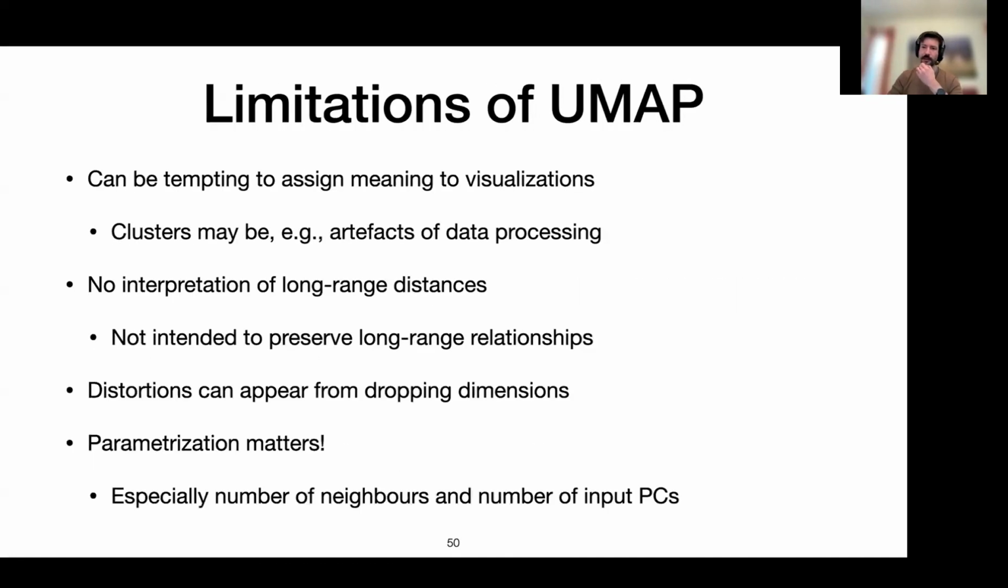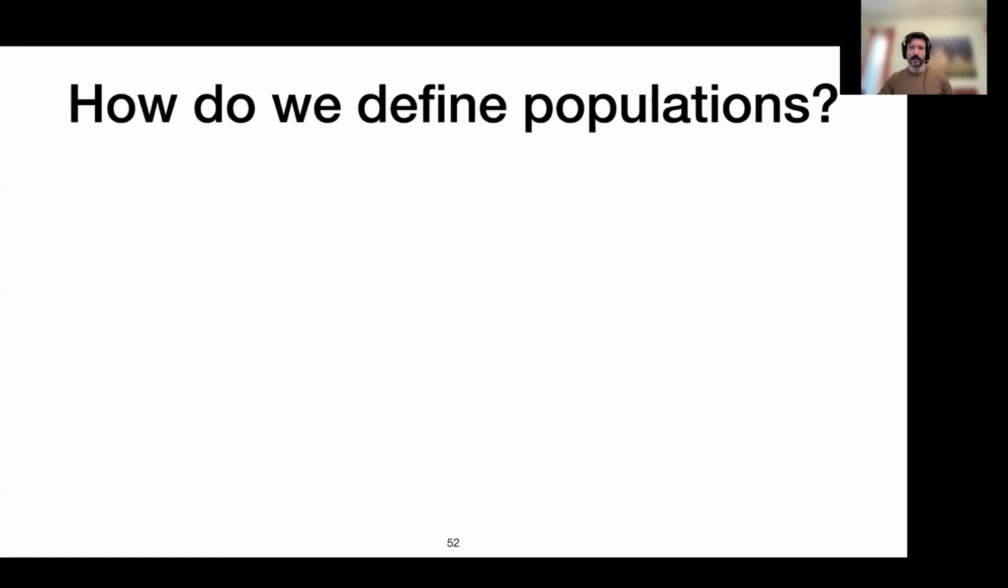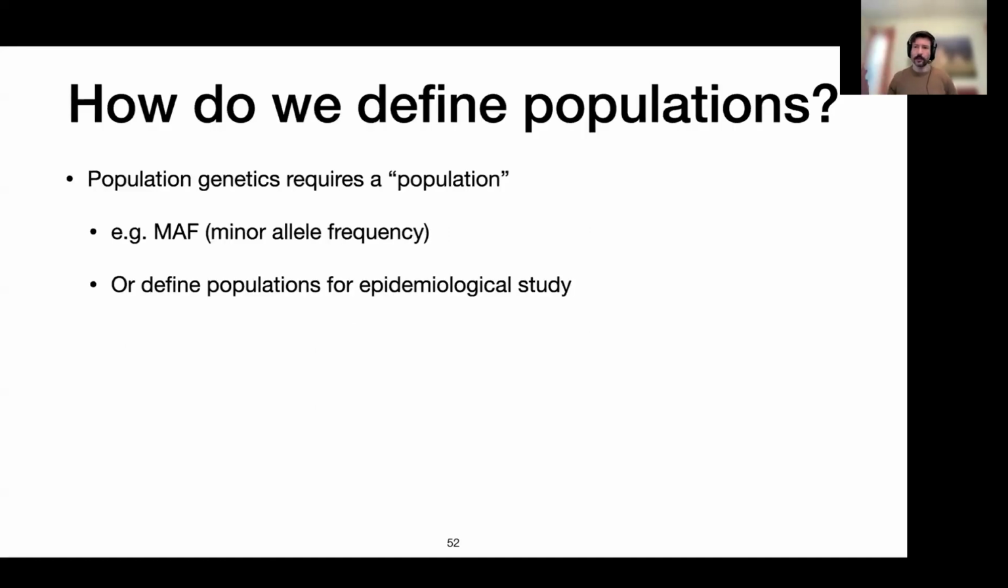Parameters matter, especially the number of neighbors and the number of input PCs. So lastly, I want to talk about the social and ethical implications of some of this work. So how do we define populations? Because in population genetics, we need to define a population.